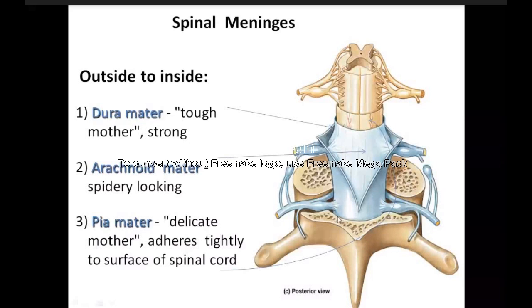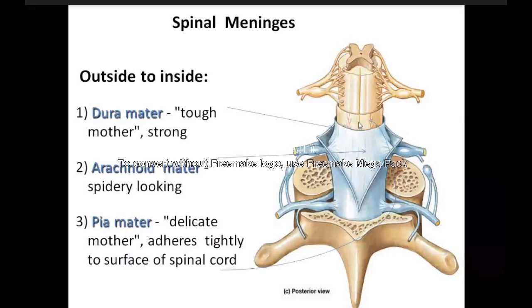Now, the next layer is the arachnoid mater. Outermost is the dura, so next is the arachnoid mater. It resembles the legs of a spider, so it is spidery looking. This is the arachnoid mater. And the innermost is the pia mater. Pia is very delicate, so it's also known as the delicate mother.